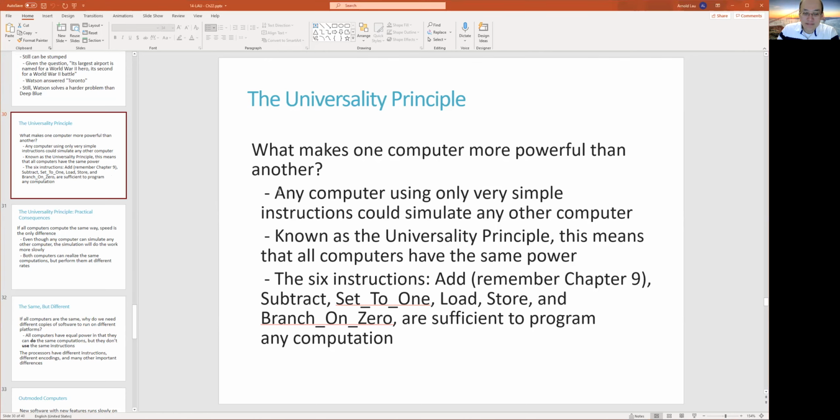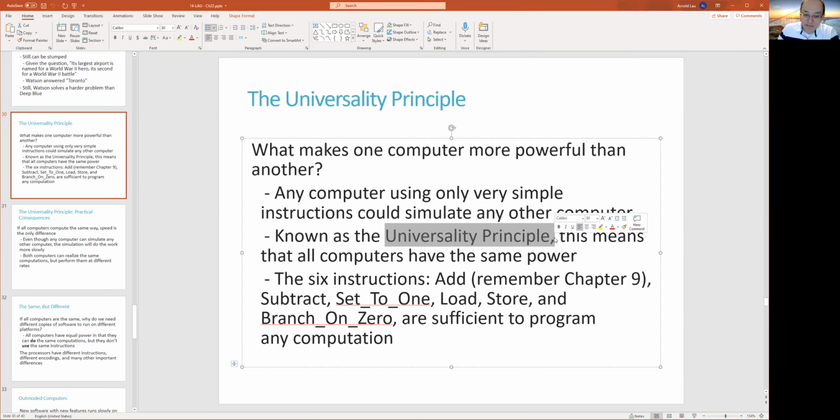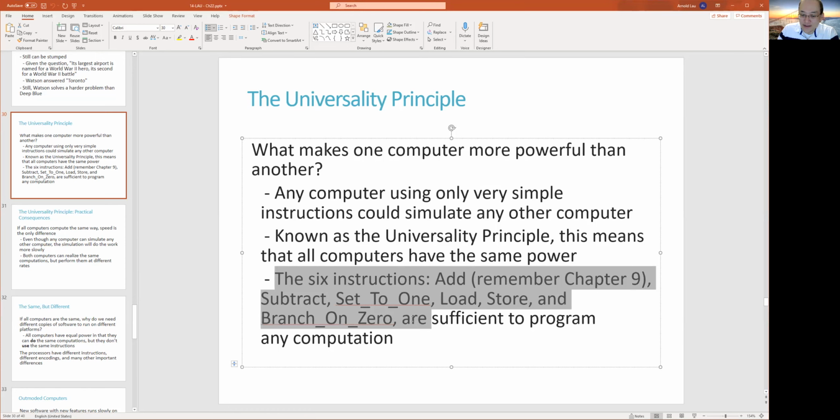So this is a key point here, right? A computer using simple instructions can simulate another computer. And that's the universality principle, okay? So these are the instructions, and it alludes to chapter 9. You remember we were talking about this at the lowest level, so you can add two numbers, subtract them, you do these basic instructions, you're loading, storing, stuff like that. So these are basic instructions that all computers at the lowest level would be able to do.